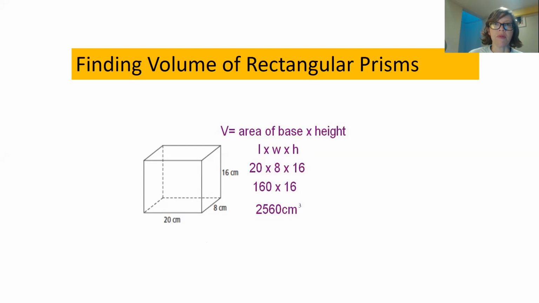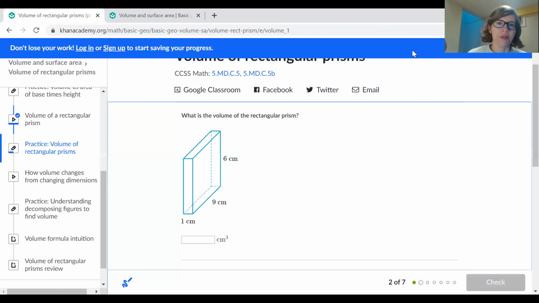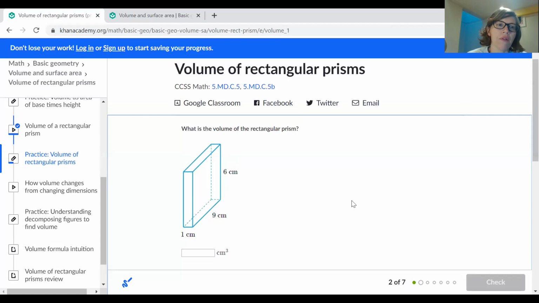Okay, so we're gonna do a few practice problems before we go. All right, so here are some practice problems. So you are going to practice finding the volume of the rectangular prism. Okay, so remember, in order to do that, volume equals length times height times width.